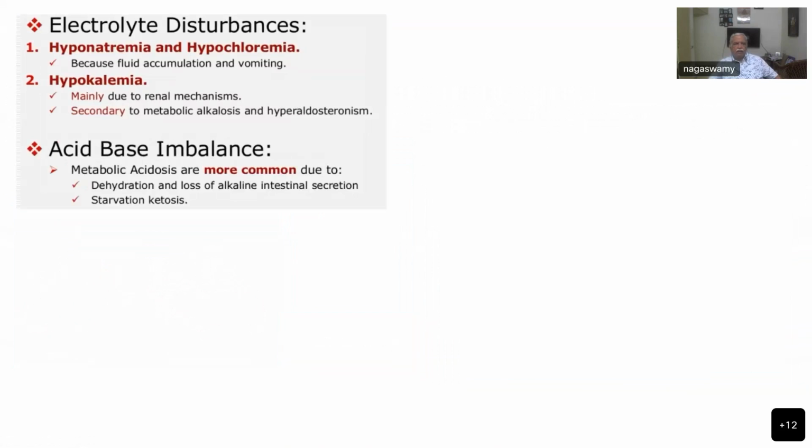Now, the electrolyte balances are hyponatremia, hypochloremia, hypokalemia, if it is in the stomach. Once you go for the loss of bowel, lower small bowel fluids, you land up with loss of bicarbonate and acidosis. So, metabolic acidosis is more common due to dehydration, loss of alkaline intestinal secretion, and starvation ketosis. So even though alkalosis occurs initially, ultimately it will end up only with acidosis.